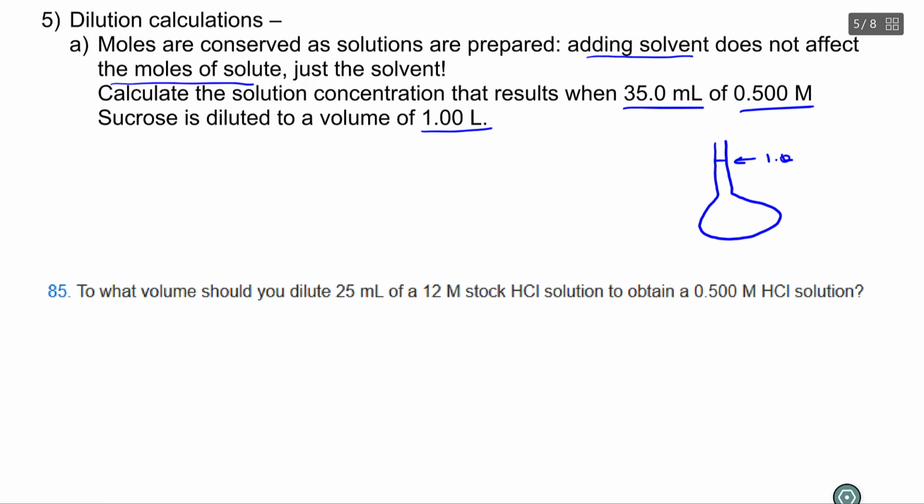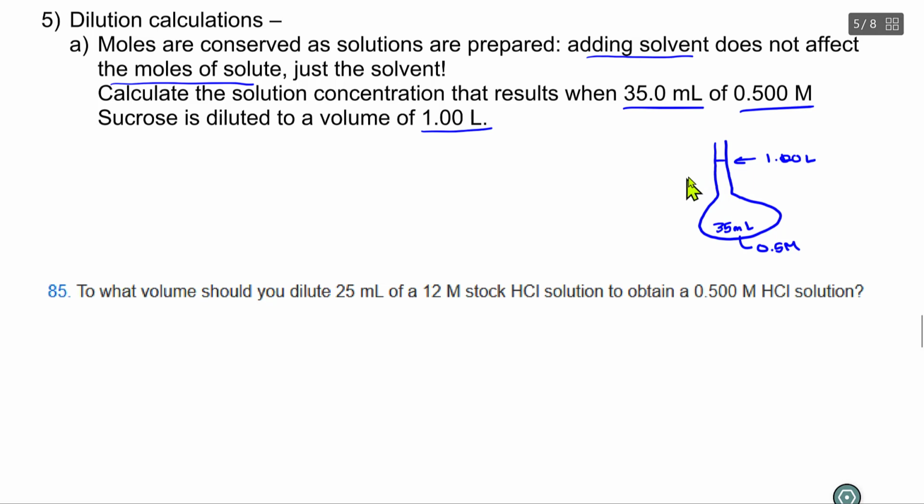It would be 1.00 liters. And then you add the 35 milliliters of 0.5 molar. And then what happens is you add water into this, and so it starts out at the bottom here with a little bit of solution, and then you add water all the way to the top until you get to 1 liter.